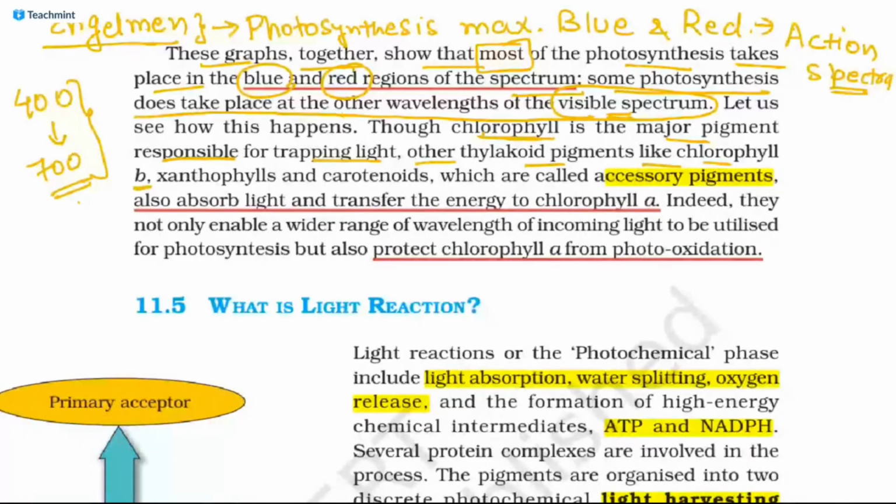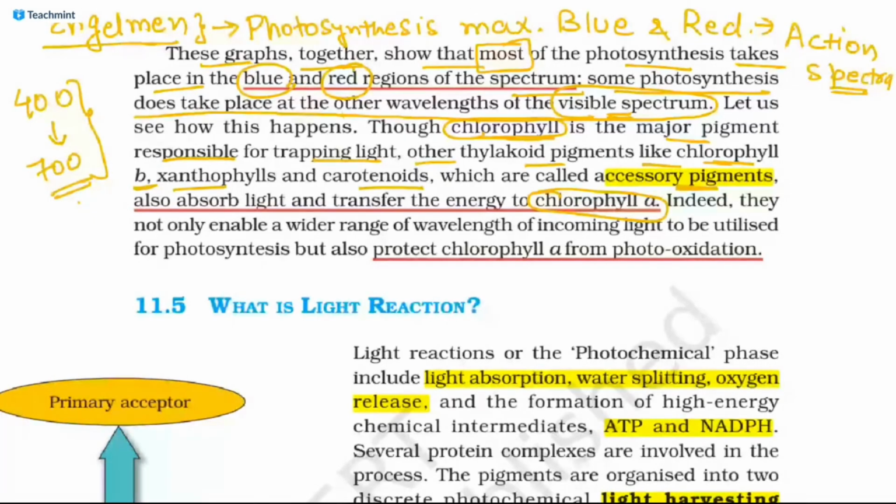Here they are only telling that chlorophyll is the major photosynthetic pigment, but it is not including chlorophyll B because they are mentioning chlorophyll B in the accessory pigments. Understood? So if the question is asked, chlorophyll B is the major pigment responsible for trapping light, is it true? False. Chlorophyll B is considered an accessory pigment. So clearly given here, chlorophyll B, xanthophyll, and carotenoid are accessory pigments. What they do is absorb the light and transfer it to chlorophyll A. Later on, we will see that chlorophyll A will be called the reaction center.